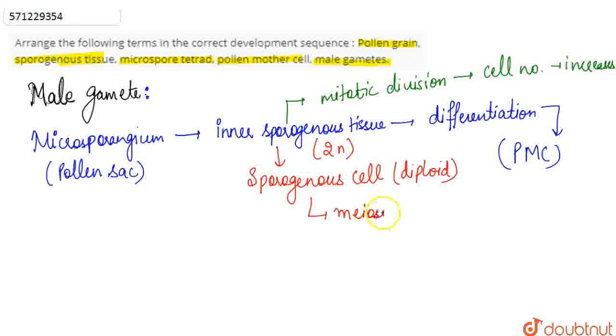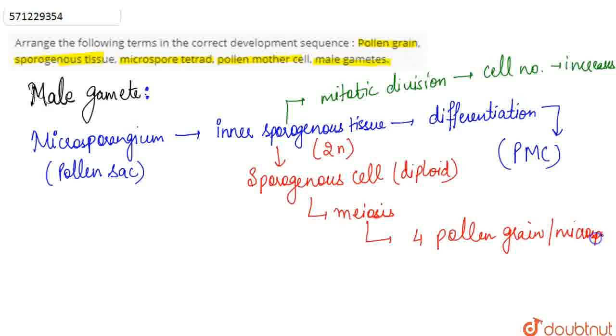So the first event of cell division that occurs in sporogenous tissue is the mitotic division to increase the cell number. And then the diploid sporogenous cells undergo meiosis to form 4 haploid microspores, or the pollen grains. So first the mitosis occurs and then the meiosis occurs to form the 4 pollen grains, or we can say the microspores.